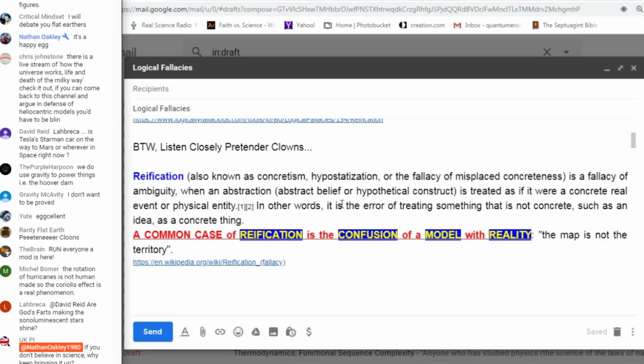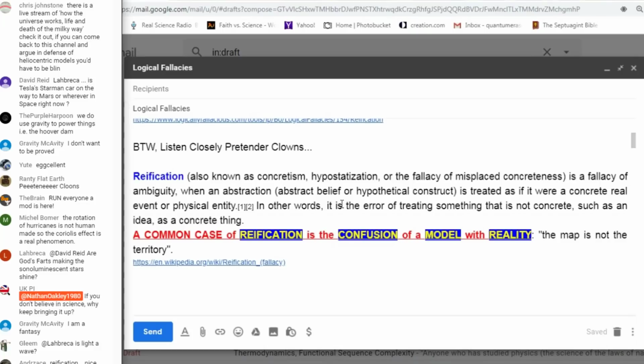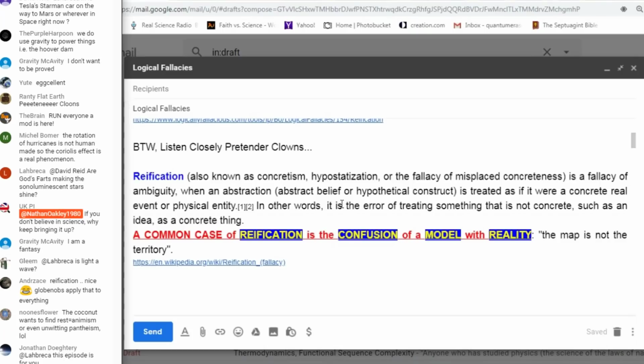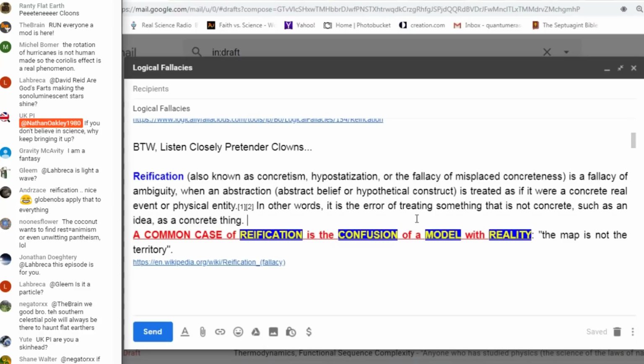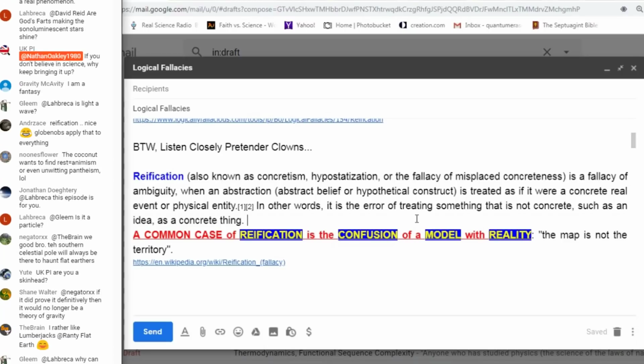A common case of reification is the confusion of a model with reality. Oh, you're circling the drain at light speed, globetards. Every single time now that you bring up this term model, you're done for. Because what we're going to say is reification fallacy. And then we're going to point you to your alma mater.